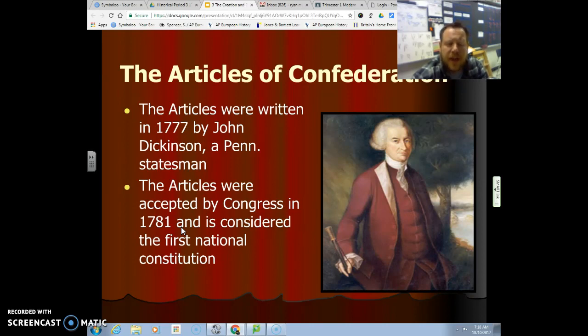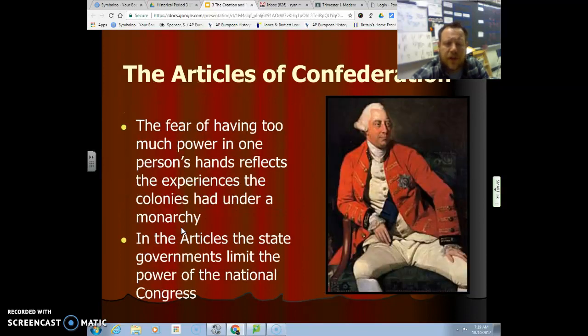John Dickinson was a Pennsylvania representative at the Second Continental Congress and wrote these. He is considered to be kind of our wartime government. Then in 1781, while the war is still going on, this is considered to be our first national constitution, the first official government of the United States. This document is called the Articles of Confederation.